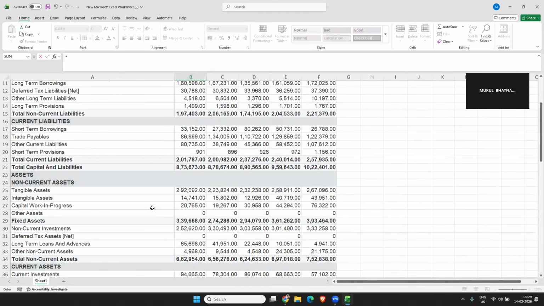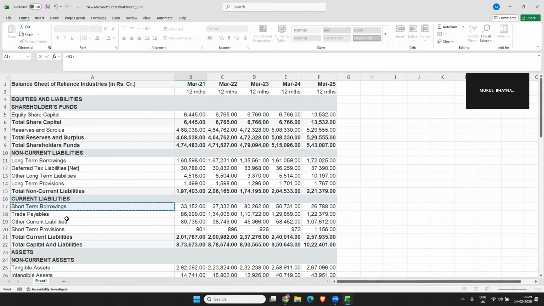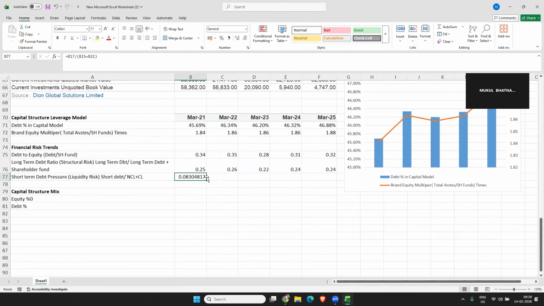So let us find short-term debt here. So short-term debt is given in current liability. Short-term debt divided by, I'm starting the bracket. Then I need to add total non-current liabilities and total current liability. So non-current liability is given to us. Total is here. Total non-current liability plus total current liabilities are given to us here. Then I will close the bracket and I will press enter. So this gives us short-term debt pressure.